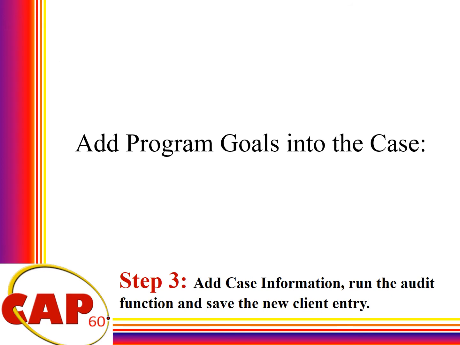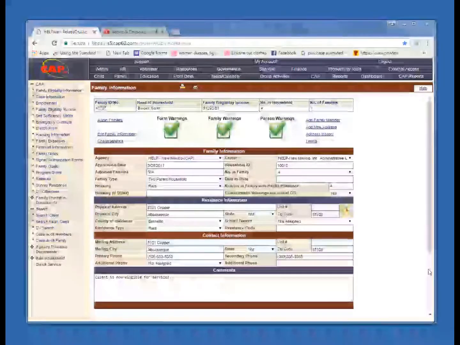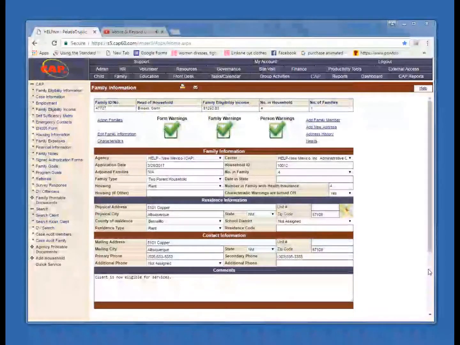Let's add program goals to the case. When I say goals, I'm referencing National Performance Indicators. These aid us in determining what outcomes resulted from the methods we utilize to assist the client in reaching their goals. There are 2 types of goals that can be added into CAP60. Program goals are national performance indicators that affect the entire household, like providing rental or utility assistance. Family goals are specific to each household member and are added separately. An example of a family goal could be employment assistance for a specific household member.